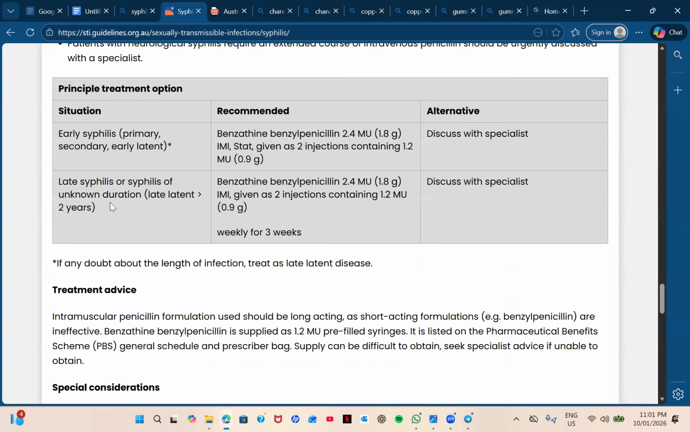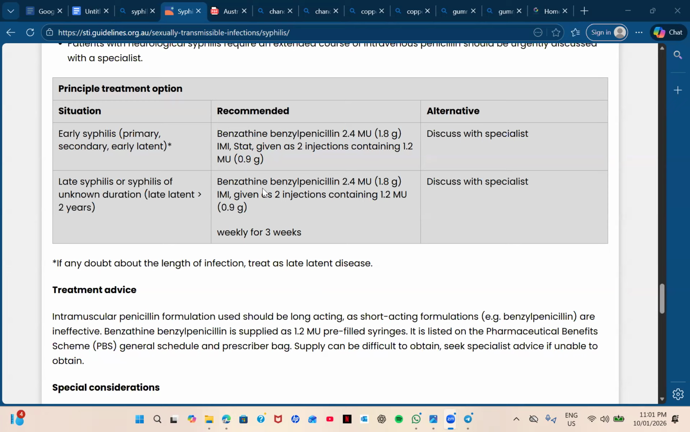Then in late syphilis or syphilis of unknown duration, the late latent one, more than 2 years, in that case, here in STI Australia, they have mentioned benzathine benzyl penicillin. This is the chat. If you still can't find it, I can send a screen record.